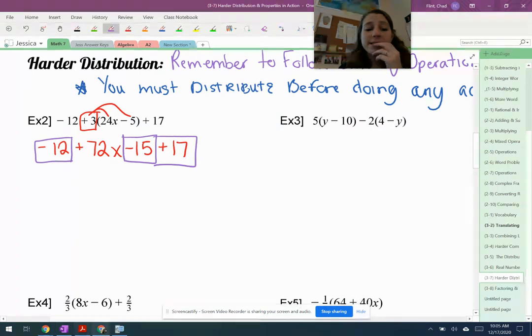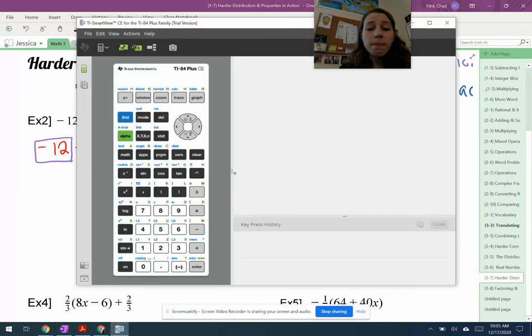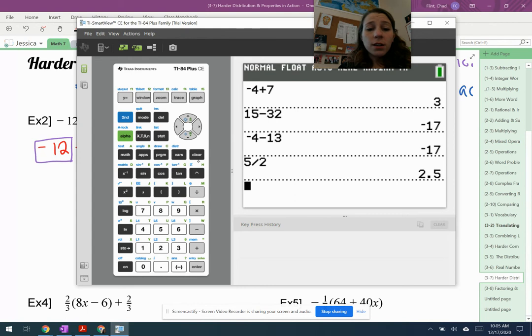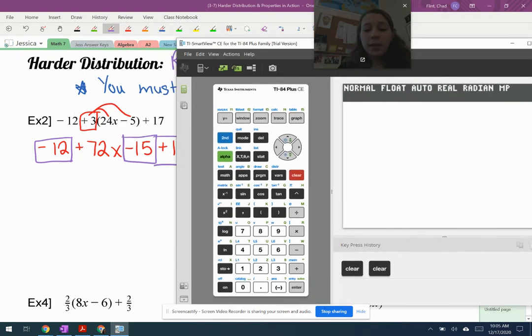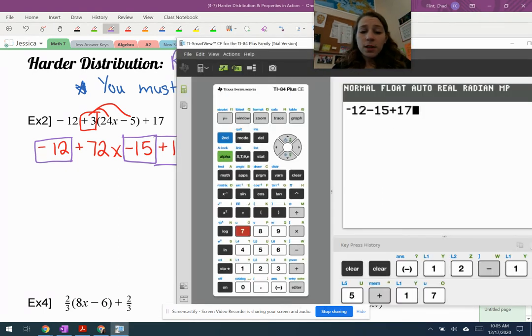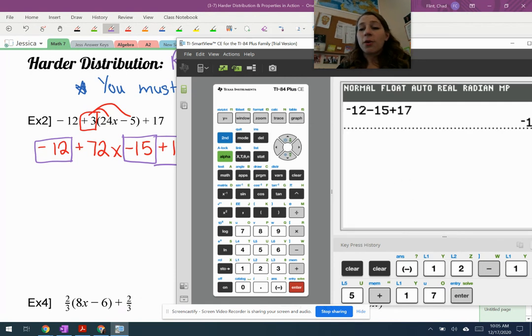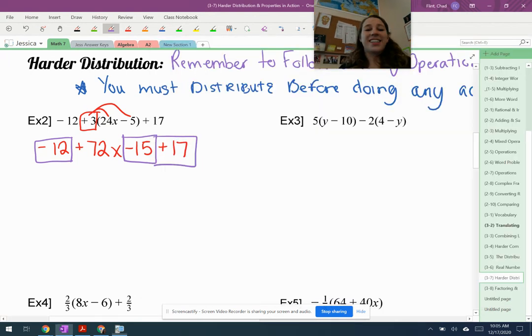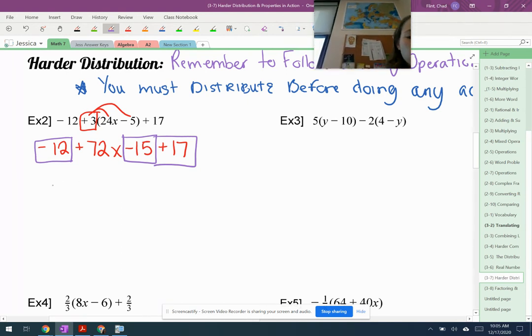So, clear. All right, so we had negative 12, minus 15. Now notice there, I didn't put minus negative 15. I took that negative 15, turned that negative sign into the minus sign, and then plus the 17. Which is going to give me negative 10. So all those together gives me negative 10.